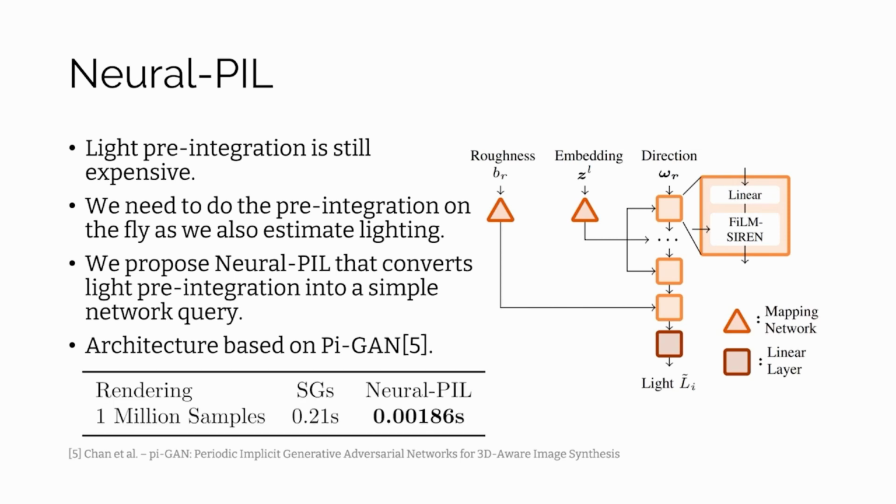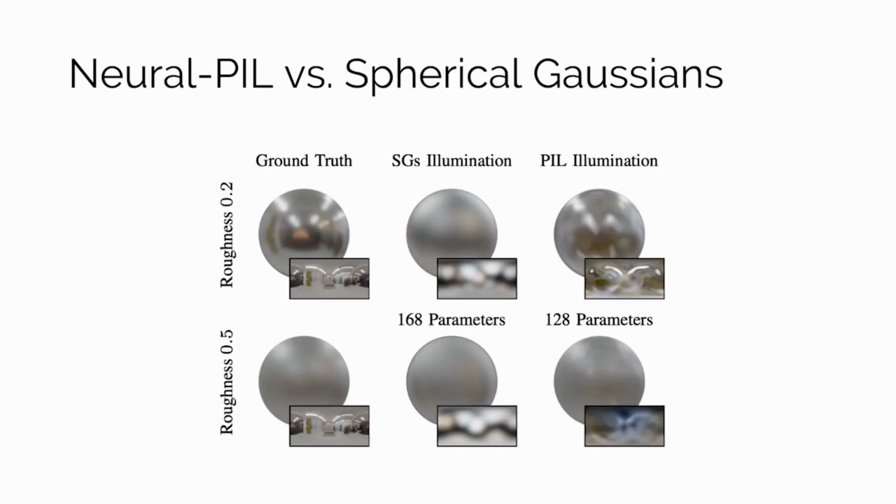Compared to using spherical Gaussians, rendering with Neural-PIL is several orders of magnitude faster. At the same time, using Neural-PIL can produce more accurate reflections with fewer parameters compared to using spherical Gaussians for rendering.